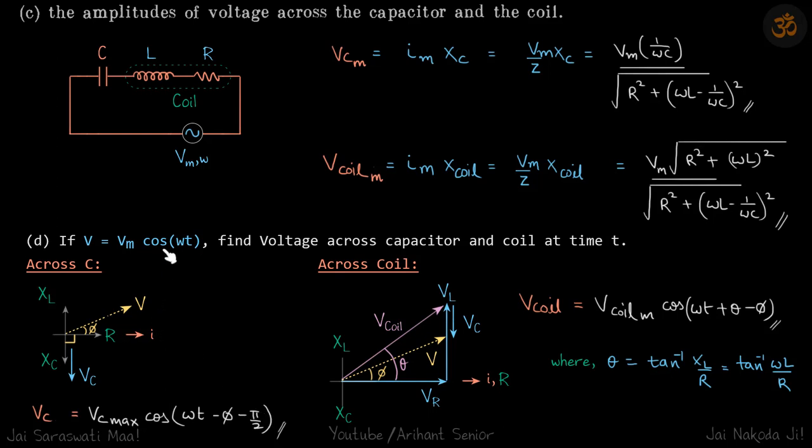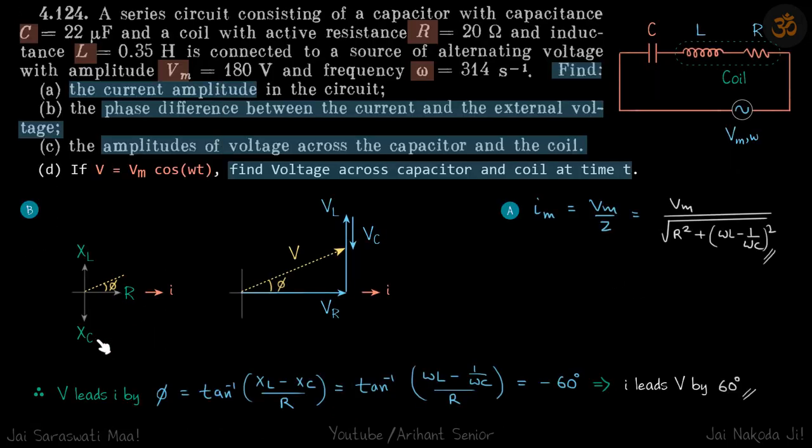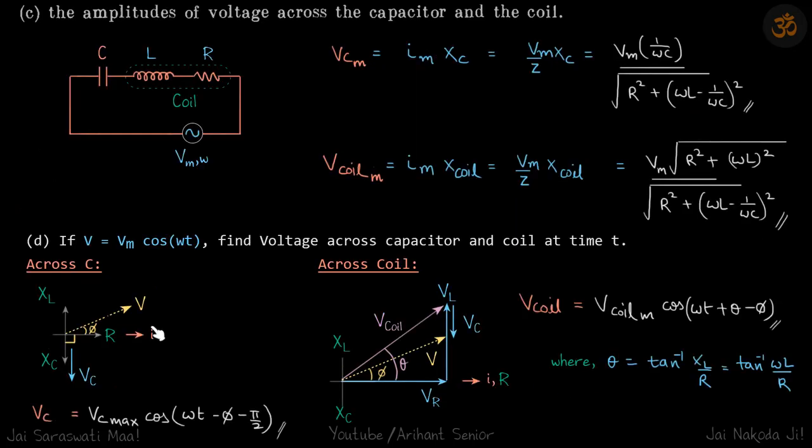So voltage phase is omega t, and we can see VC is phi plus pi by 2 behind. So its phase will be omega t minus phi minus pi by 2. Value of phi we have already seen. So that is this. And VC max we have already calculated here. So this is our answer.